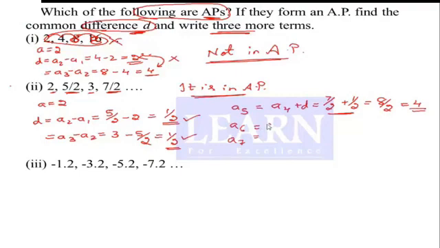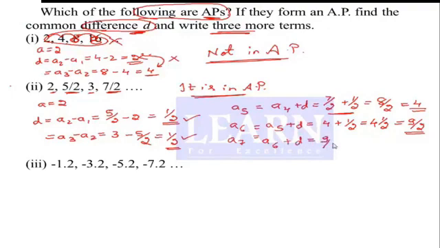Next we'll look for A6, that is nothing but A5 plus D. A5 is 4. 4 plus D is nothing but 1 by 2. So 4 plus 1 by 2 is nothing but 4 and a half. So we'll keep it as it is. Or we can write it as 4 times 2 plus 1, 9 by 2. Or we can take 4 and a half. Better to write 4 and a half.